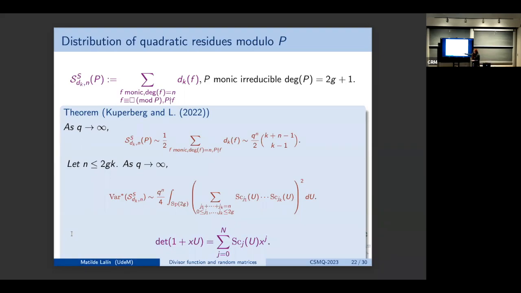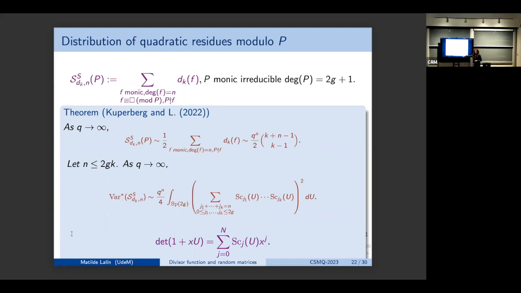Times some integral over the symplectic matrices of dimension 2g, where 2g plus 1 was the degree of p. And the integral we're considering is the square of the sum of product of coefficients of the characteristic polynomials of the matrices.